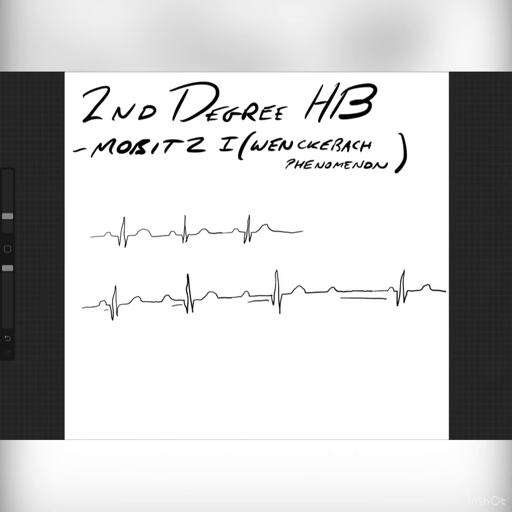Mobitz type 1 block in a symptomatic patient may require artificial pacing. In the asymptomatic patient, it may not require pacing, and depending on the cause, may even be reversible.